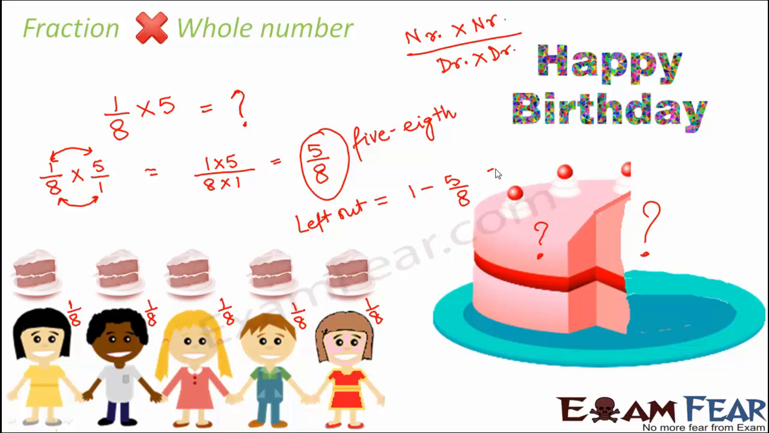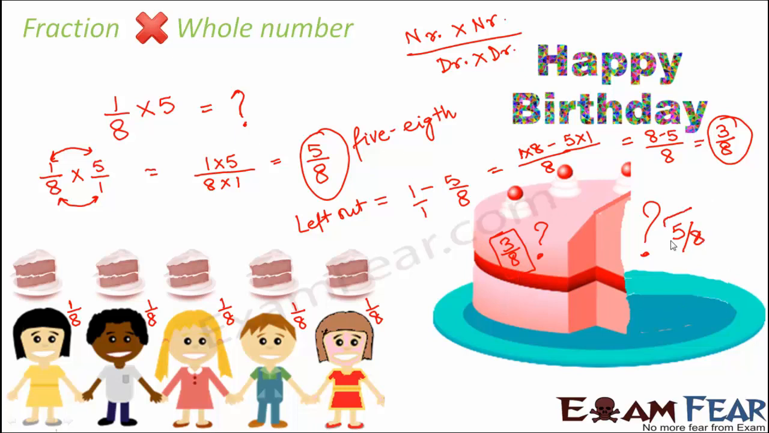So 1 minus 5/8, which will be equal to... here you have 1, so 1 into 8 minus 5 into 1. So this would give (8 minus 5)/8, that is equal to 3/8. That means 3/8 of the cake is left out. So this portion of the cake which is left out is the 3/8 part. And this portion which is vanished is the 5/8 part, which has already been eaten.